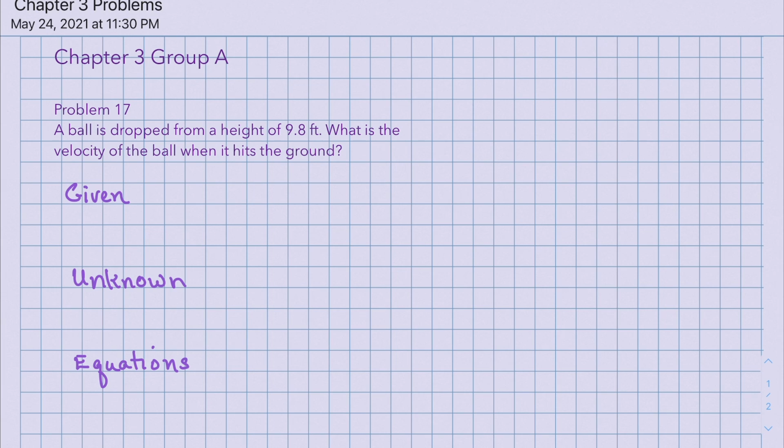All right, so this is a conservation of energy problem. So what are we given here? Well, we're given that we have a height of 9.8 feet. And that means we're going to be dropping the ball 9.8 feet. And what's unknown is the velocity when it hits the ground after having dropped 9.8 feet.